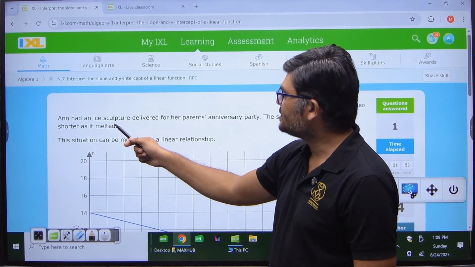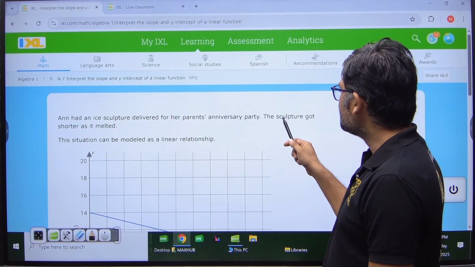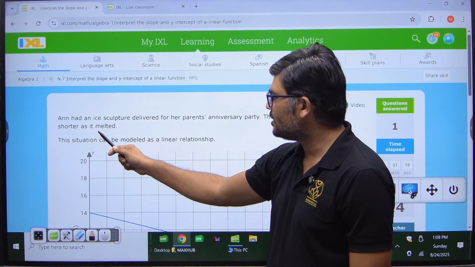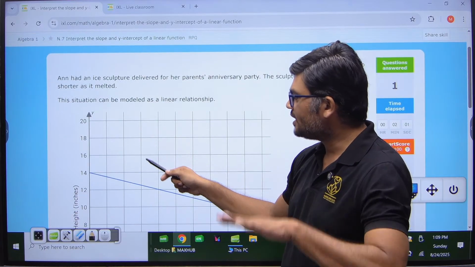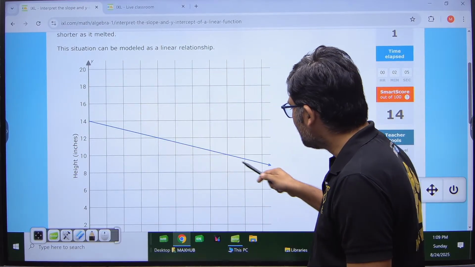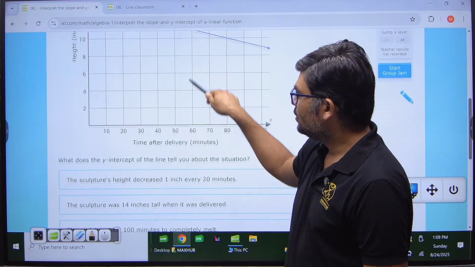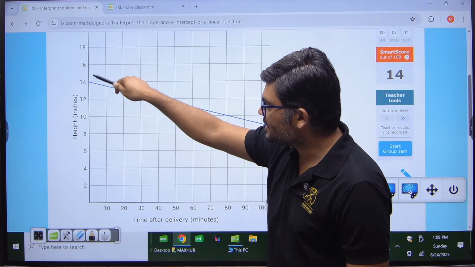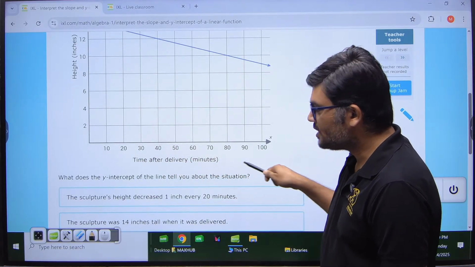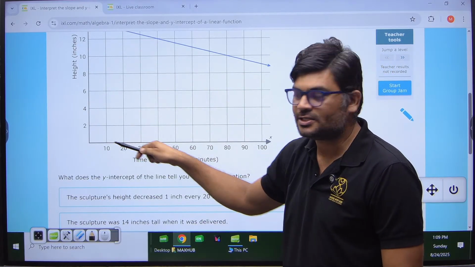Anne had an ice sculpture delivered for her parents' anniversary party. The sculpture got shorter as it melted. So it is getting shorter because it is melting. Now this situation can be modeled as a linear relationship. They have modeled it. Now you can see what is happening. Height is decreasing as the time is increasing. Can you see the graph? When the time is increasing, the height is decreasing.